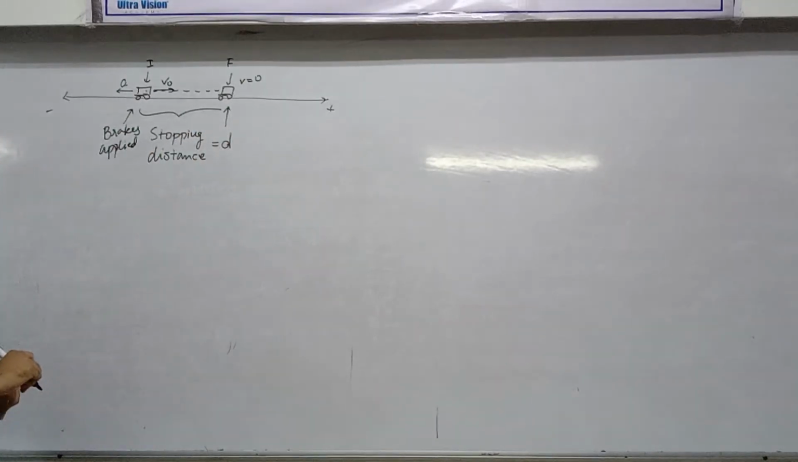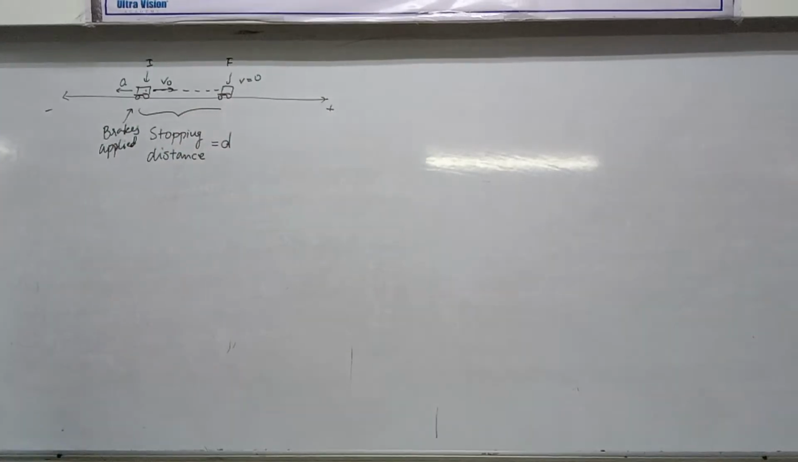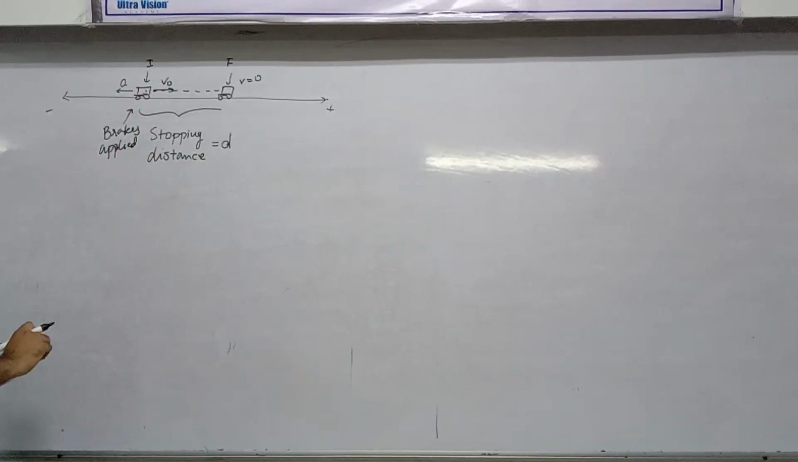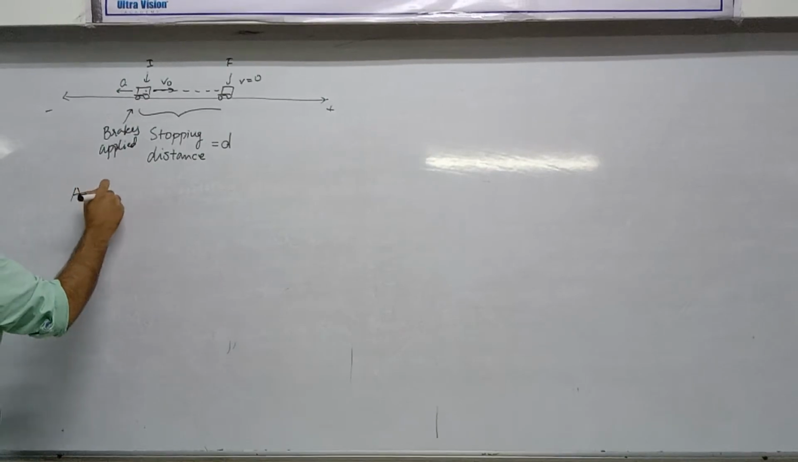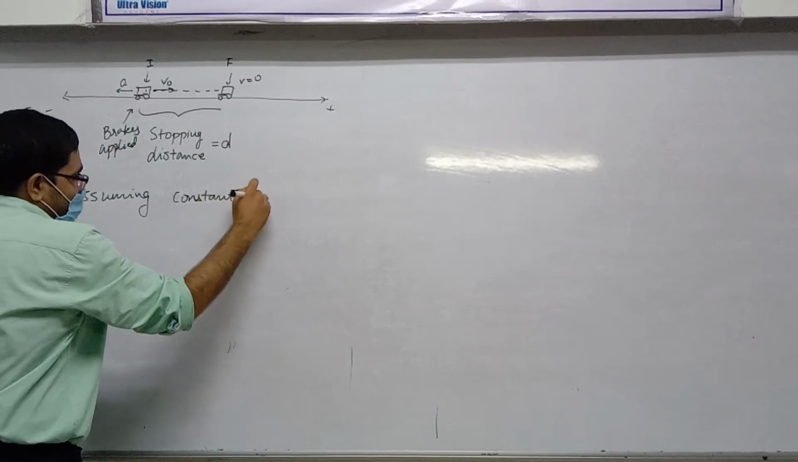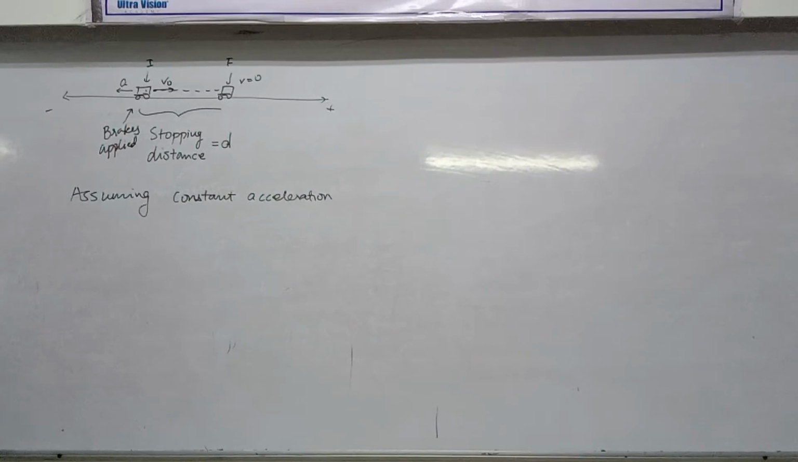So let's find out the relation for stopping distance. Let's say stopping distance is D. Let's find the relation between D, V0 and a, assuming constant acceleration. While it's not true every time, in many situations it is true. If the driver is skilled enough, then the driver can have constant acceleration while applying the brake.